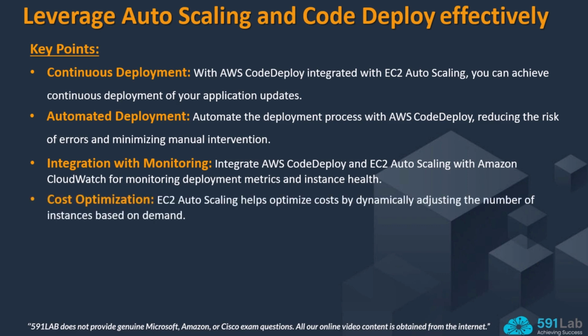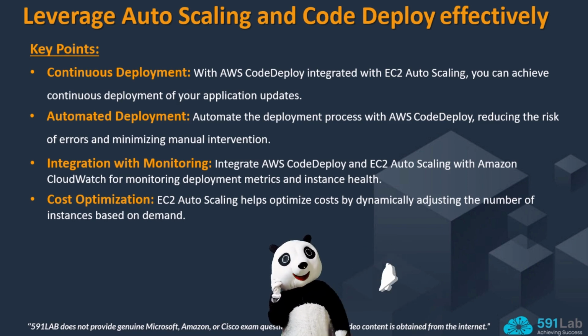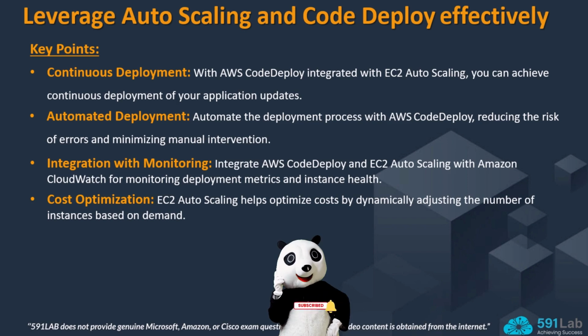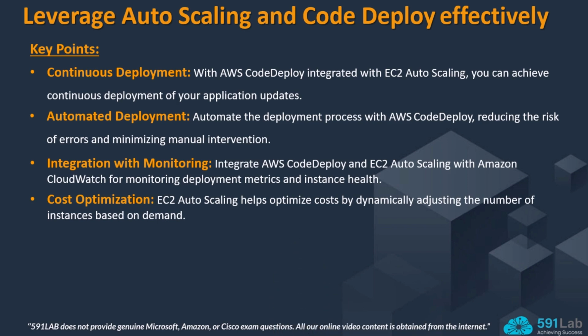EC2 auto scaling helps optimize cost by dynamically adjusting the number of instances based on demand. Combined with AWS CodeDeploy's efficient deployment process, you can minimize the time and resources required for deploying updates, further optimizing costs associated with managing your application infrastructure. By leveraging the capabilities of AWS CodeDeploy and EC2 auto scaling together, you can achieve efficient, scalable, and fault-tolerant application deployment in the AWS environment.